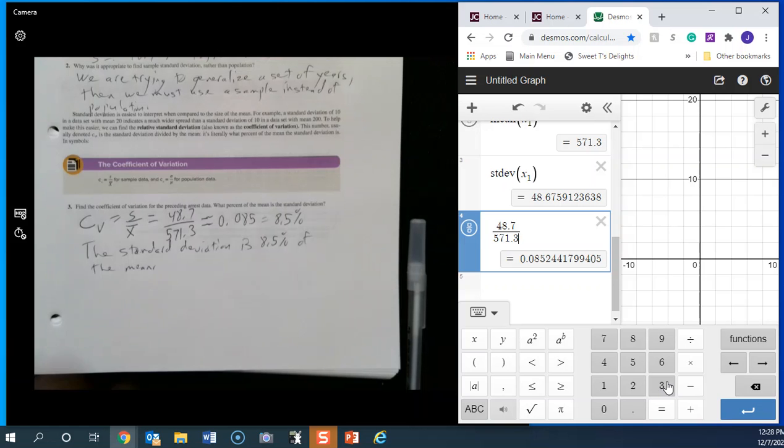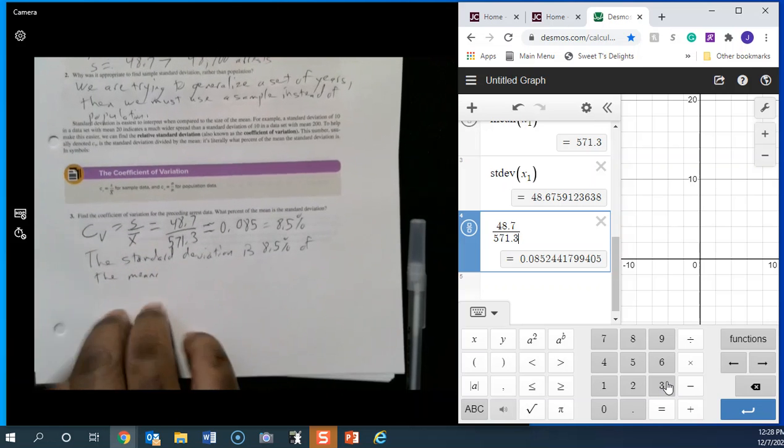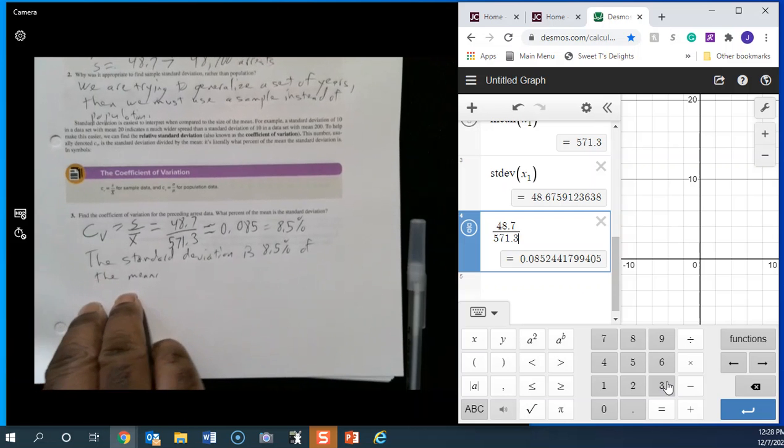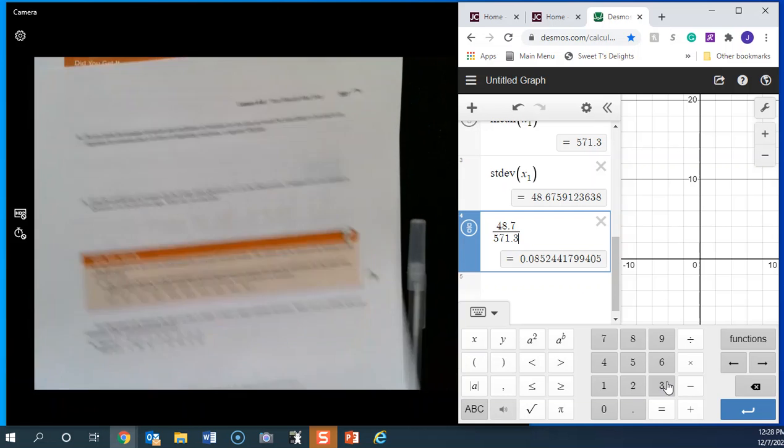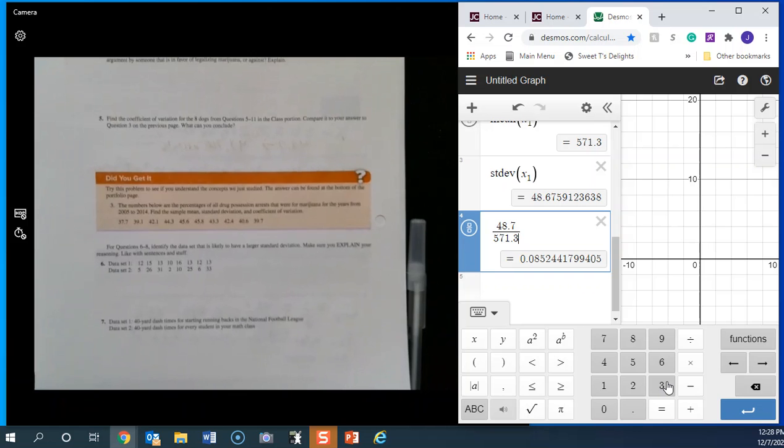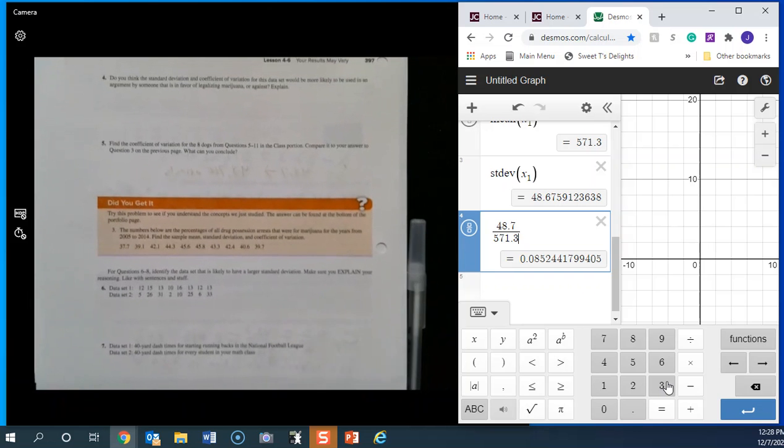Okay, now we move on to the next page. Now it says, do you think the standard deviation and coefficient of variation for this data set will be more likely to be used in an argument by someone that is in favor of legalizing marijuana or against?